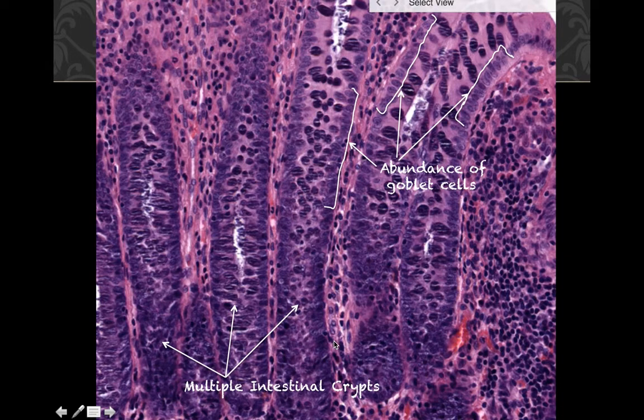So looking closely at the intestinal crypts, this would be one crypt, this would be one, this would be one. These are the goblet cells on the outside. You see those clear looking cells? Yeah, there's a lot of goblet cells. See right here, you can see them very well.